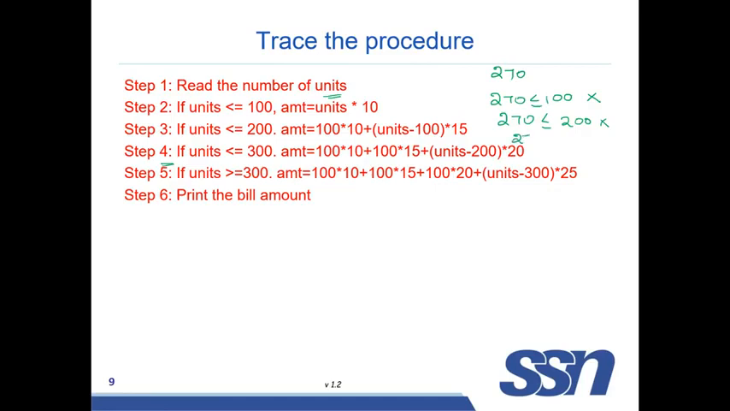In the fourth step, 270 is less than or equal to 300. Yes, the condition is true. In this case, the amount calculation follows this. Okay, what is that?